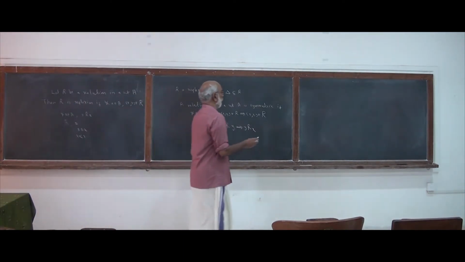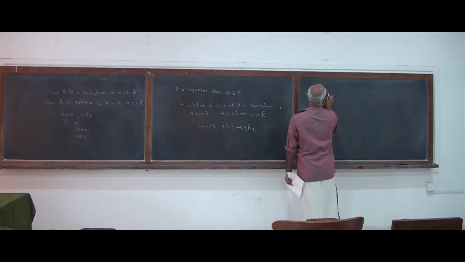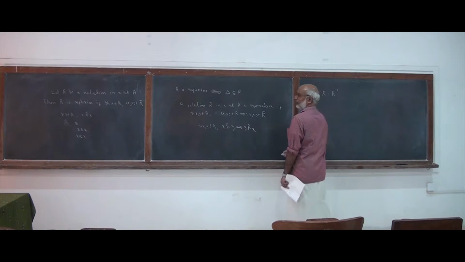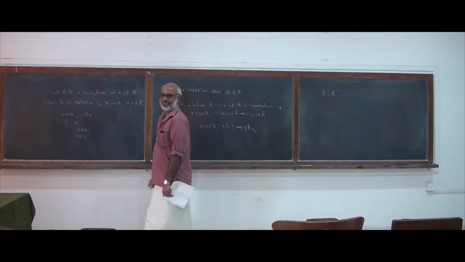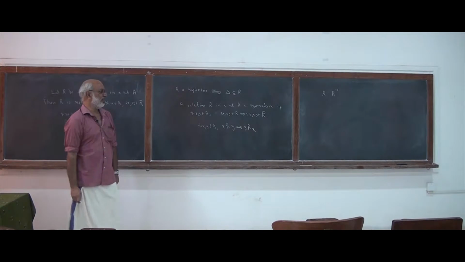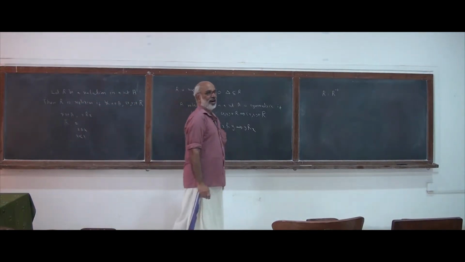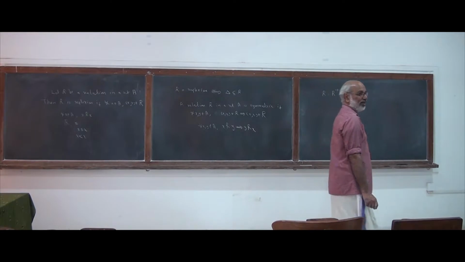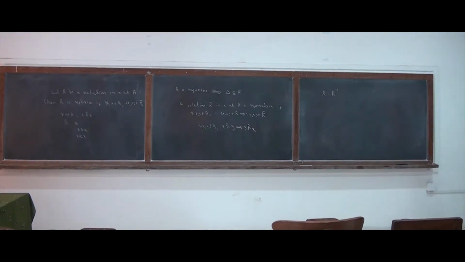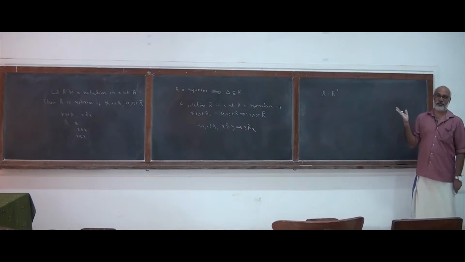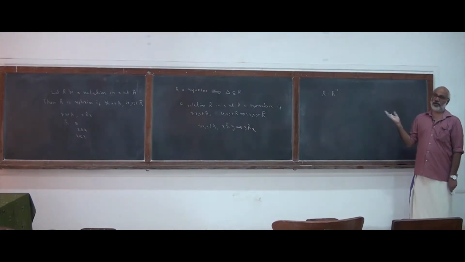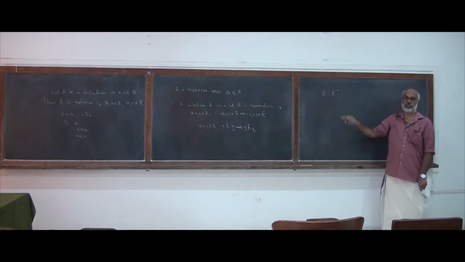Now, if a relation is symmetric, it is clear that R is the same as R inverse. If a relation R in a set A is symmetric, then R is the same as R inverse. Why? (x, y) is an element of R if and only if (y, x) is an element of R. And R inverse is nothing but the collection of all (x, y) where (y, x) belongs to R. So these two are one and the same.